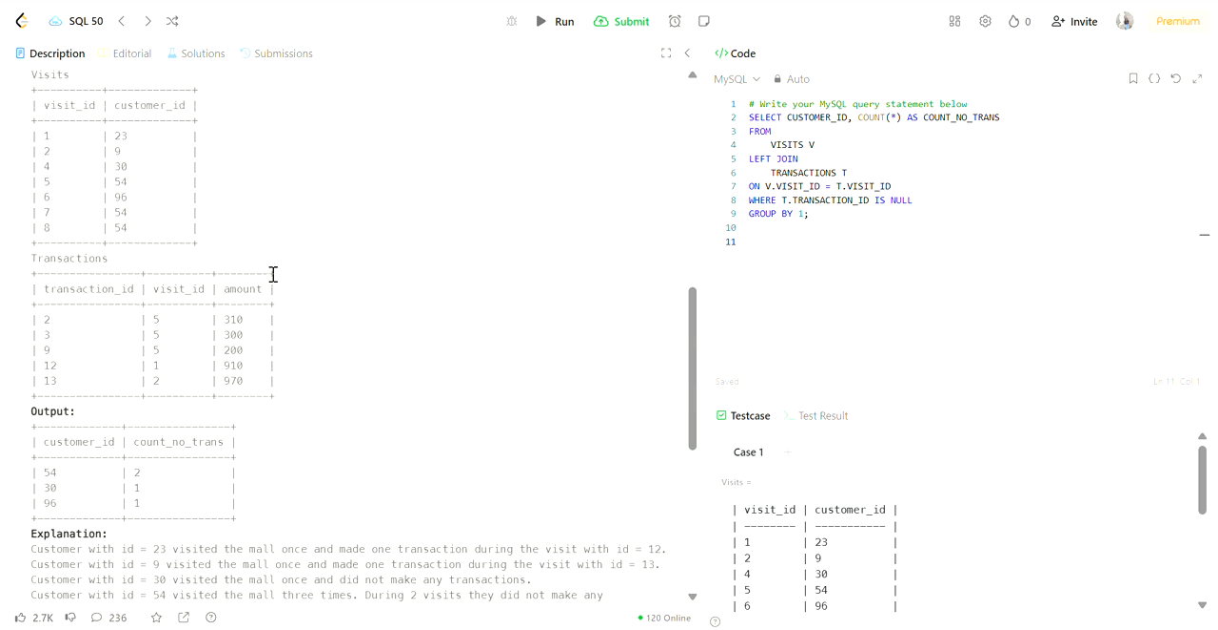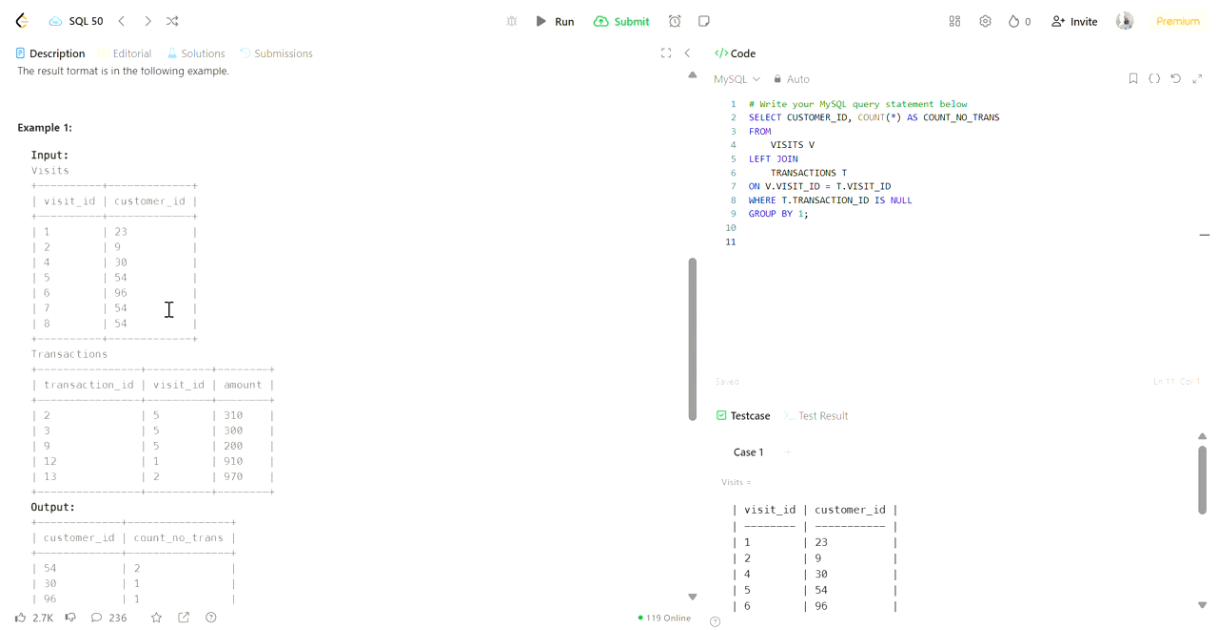Now going back to the solution. So this is how it looks like. We want customer ID and the number of times they visited but did not make any transaction. So first of all, we can see that for each visit, we need to see whether there is a transaction or not.